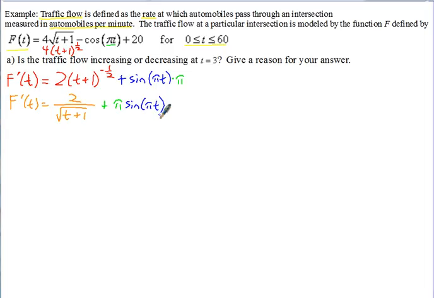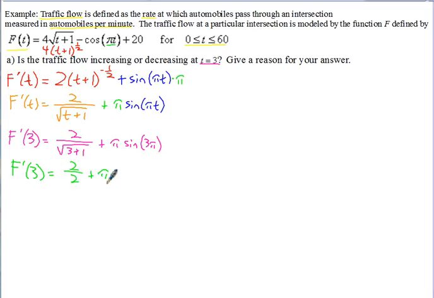Now, let's go ahead and substitute in time 3 to see if this is positive or negative. So f prime of 3 equals 2 over the square root of 3 plus 1, plus pi times the sine of 3 pi. So you get 2 over, that's the square root of 4, which is 2, plus pi. Sine of 3 pi is 0. That works that out, so you just get 1. So that's positive. So that means traffic flow must be increasing.